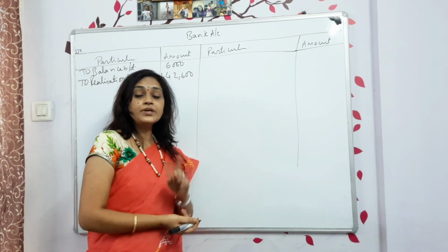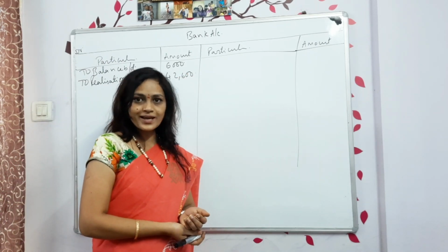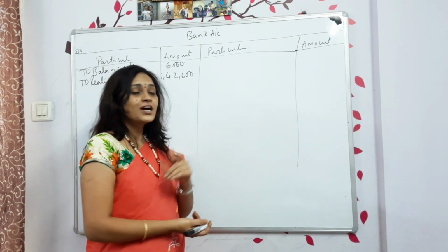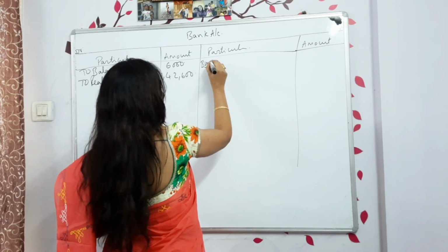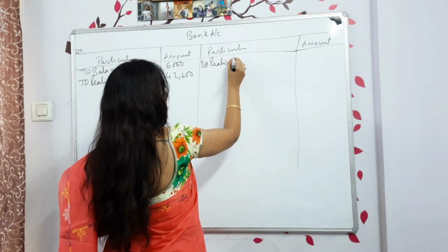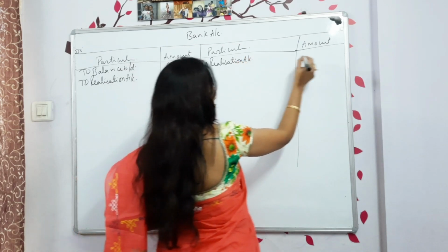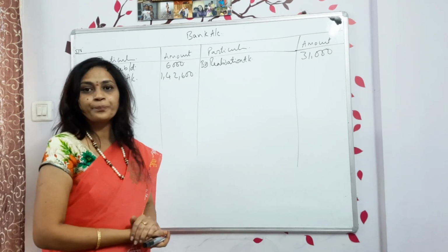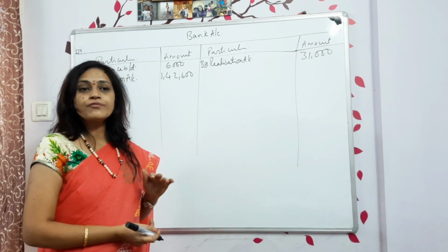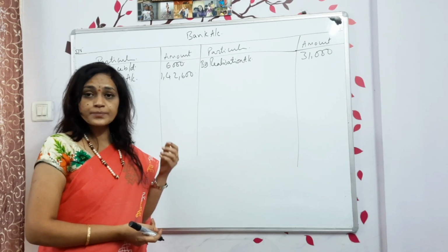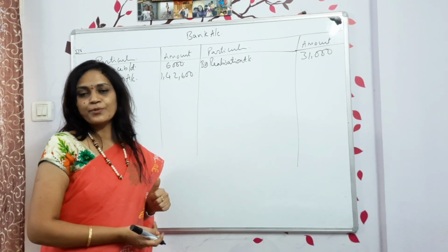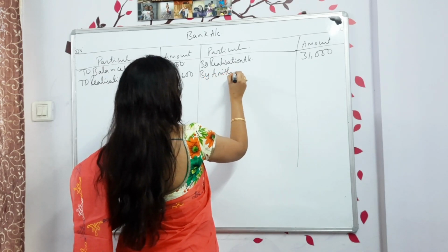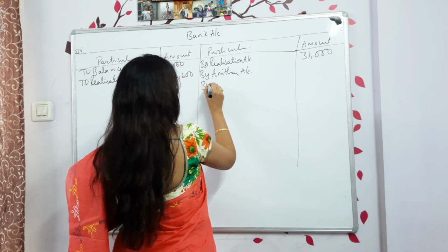Next, we have paid the liabilities, right? When you receive, we write on the debit side; when you pay, it will be on the credit side only. For how much have we paid? Total 31,000. So write down by realization account 31,000. Next, we need to make the payments of their capital, whatever they have invested, which we have taken in the partner's capital account. That amount we should write down. Let's write down by Anita account and by Sunita account.